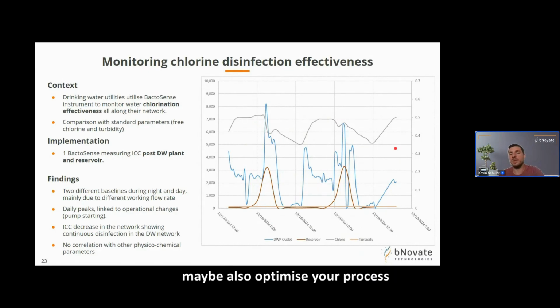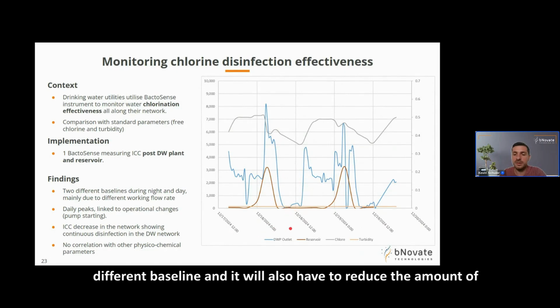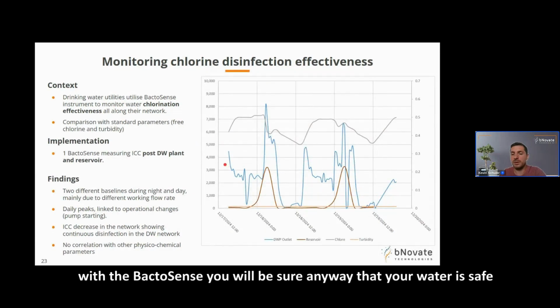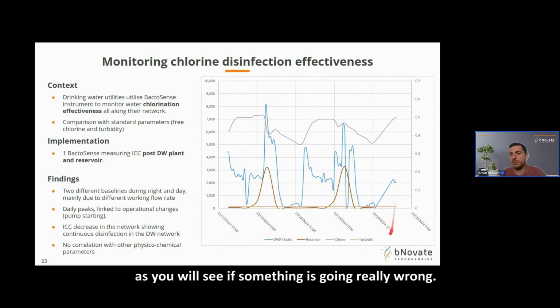Maybe also optimize your process over the night and smooth the flow rate change a little bit, so you don't have these two different baselines, and it will also help to reduce the amount of chlorine you use. And with the BactoSense, you will be sure anyway that your water is safe, as you will see if something is going really wrong.